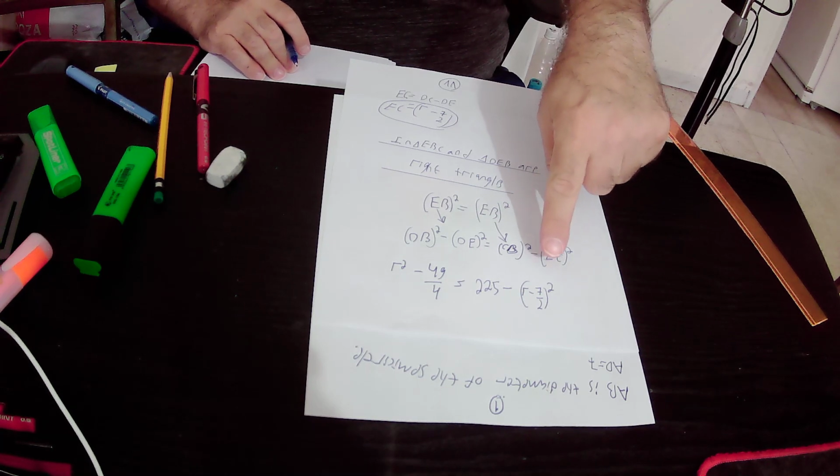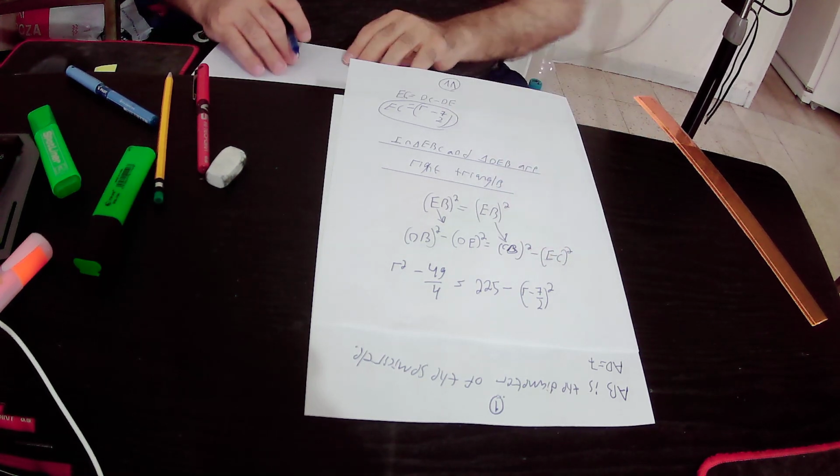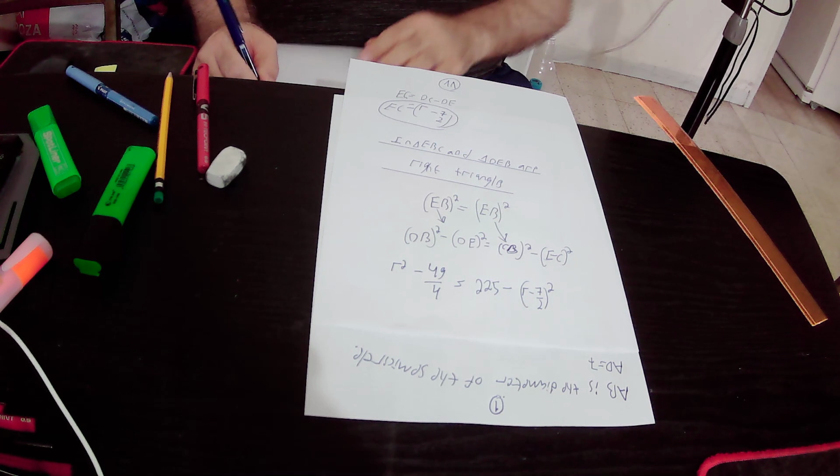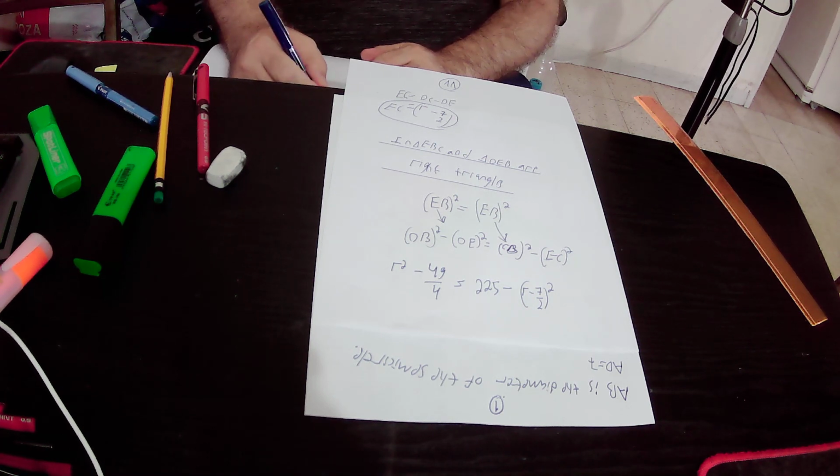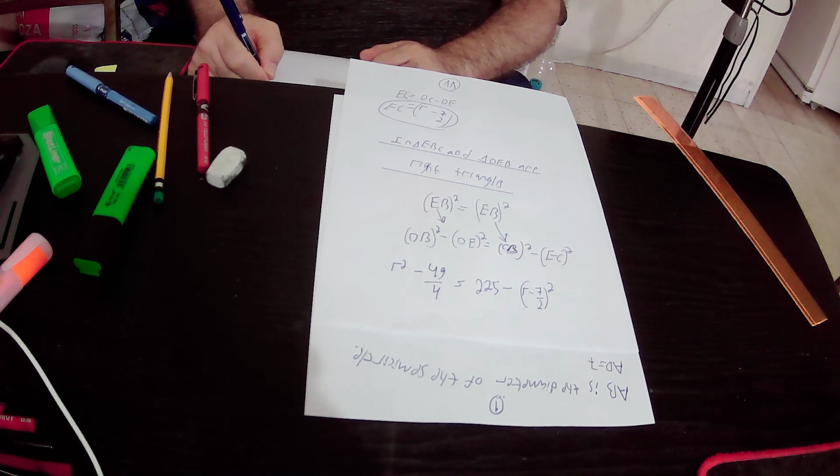So we will open the brackets here, and we get that R square minus 49 over 4 equals 225 minus R minus 7 over 2 square, which equals R square plus 7 over 2 square, that is 49 over 4, minus 2 times R times 7 over 2.